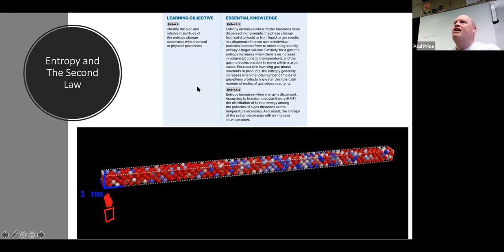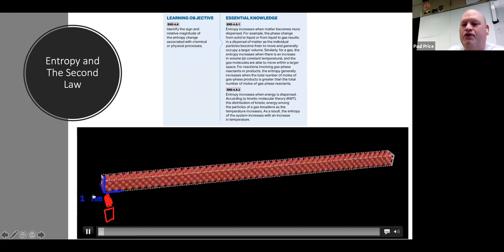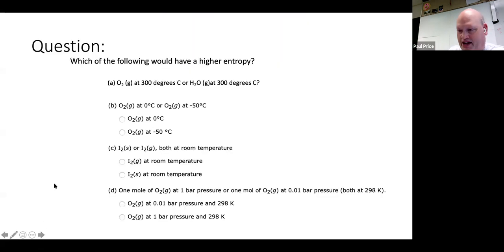So when we're thinking about entropy, we want to think about it as a dispersion of energy. And if you think about dispersion of energy throughout the universe, dispersion of energy is an extremely probable event. The universe is going to try and do whatever it can to disperse energy as much as possible. So let's look at some examples of the dispersion of energy.